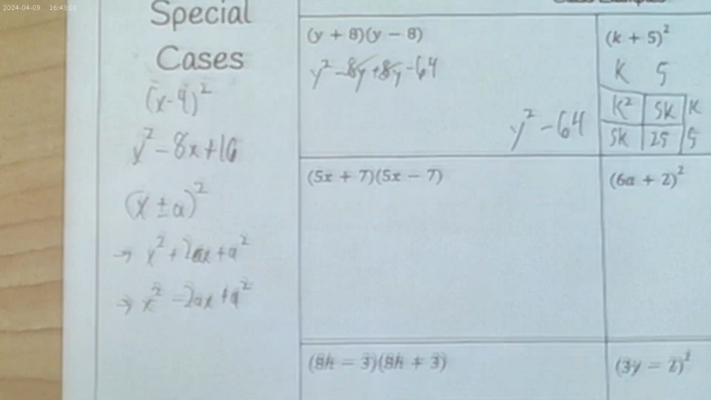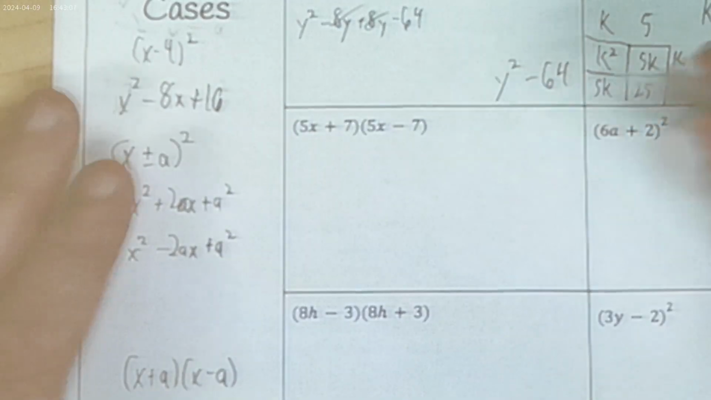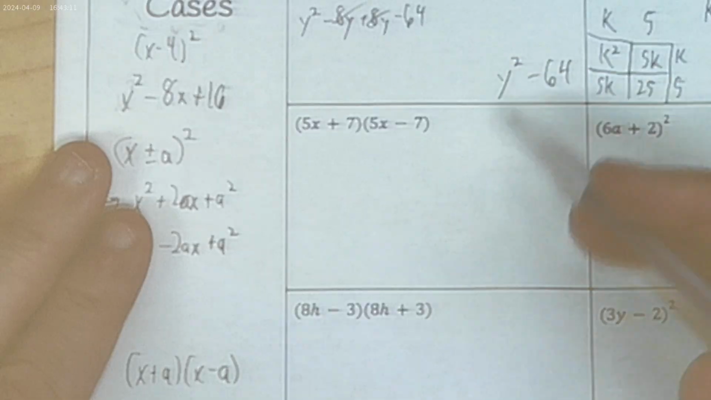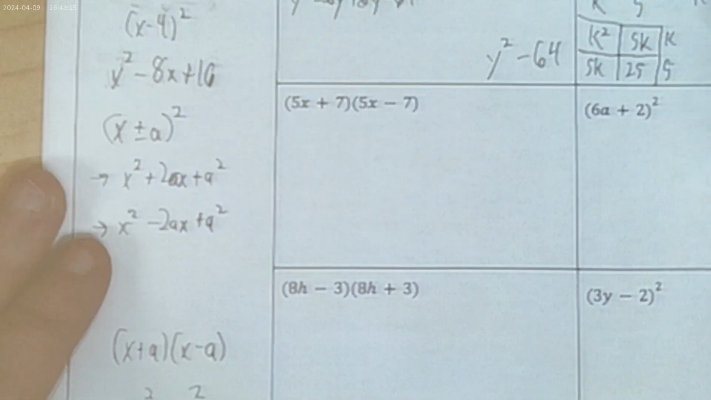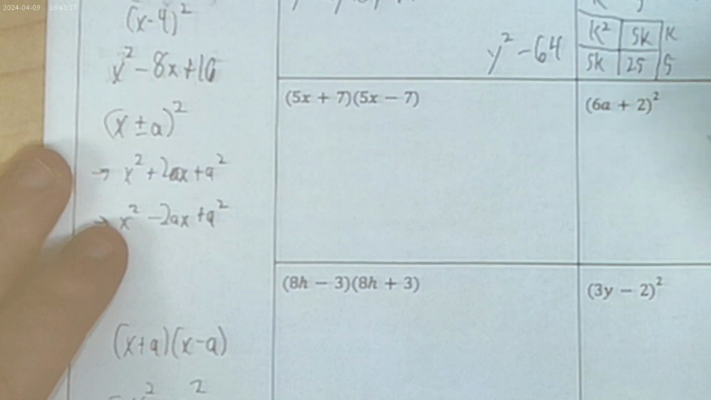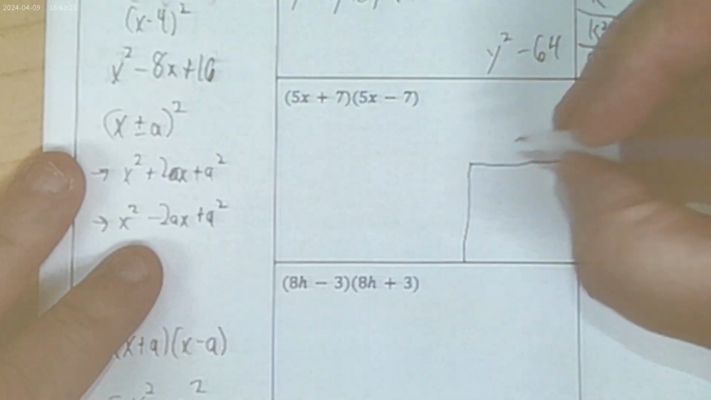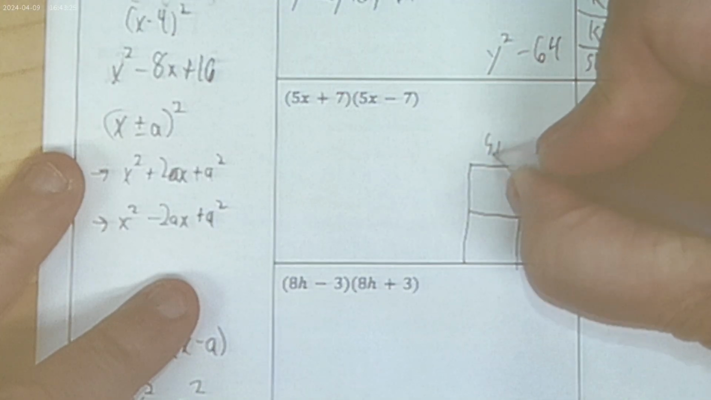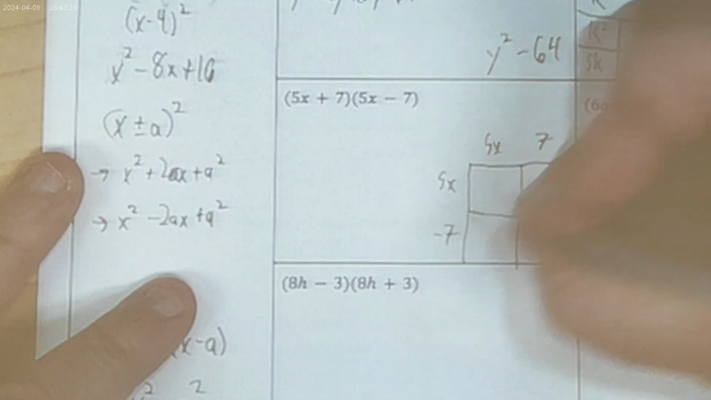Let's continue forward. So I'm going to shake this up a little bit. I'm going to use the box method on this one because it looks like all of these are going to be the same type of problem, and I want to bounce it back and forth between the box and the FOIL method. So I'll use the box method on this one just to kind of shake things up a bit. So this gives me 5x and 7, and then 5x minus 7.